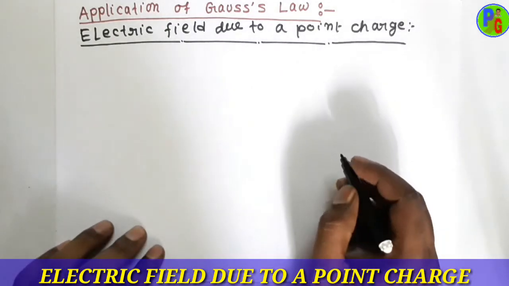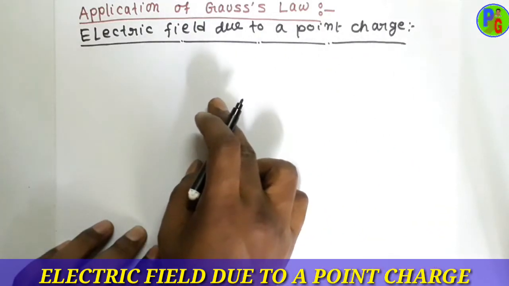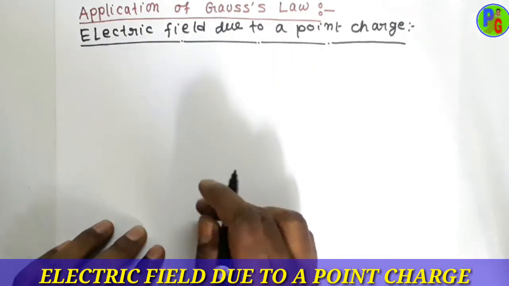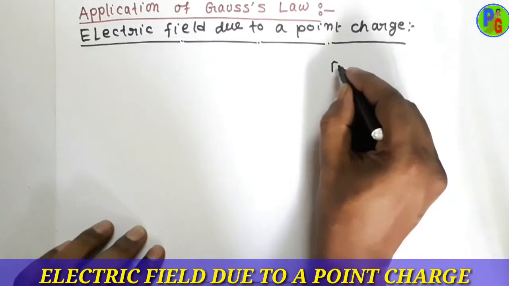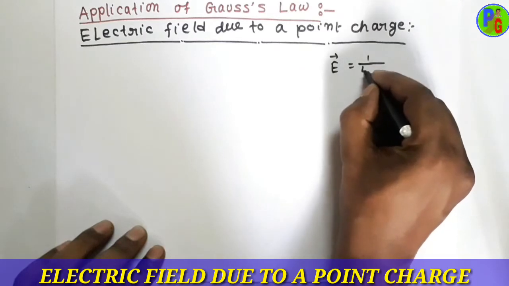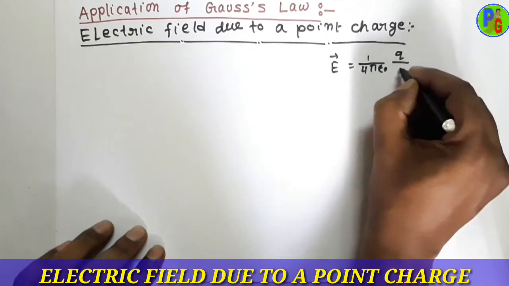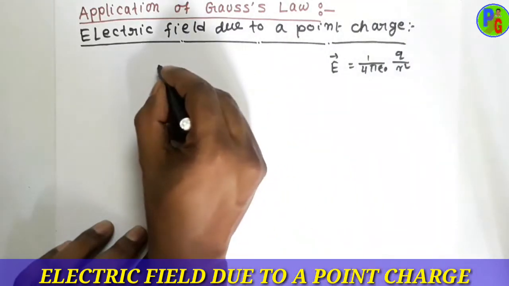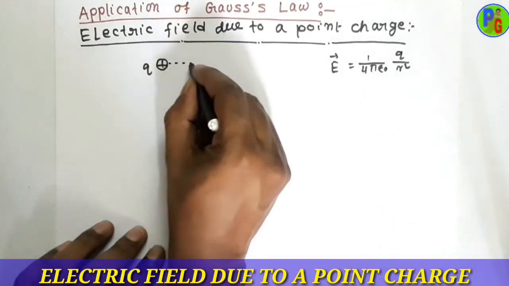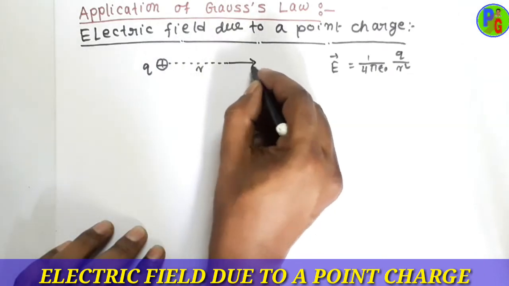Today in this video I will discuss one application of Gauss's law, that is, the electric field due to a point charge. Now you know that the electric field due to a point charge is given by Coulomb's law as E equal to 1 by 4 pi epsilon 0 into Q by R square. That is, if this is a plus charge Q, then the electric field at a distance R from it is given as this equation.